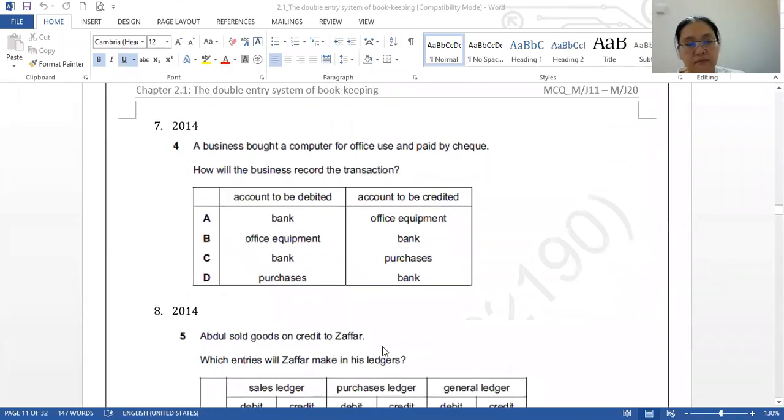Question 7. A business bought a computer for office use and paid by check.